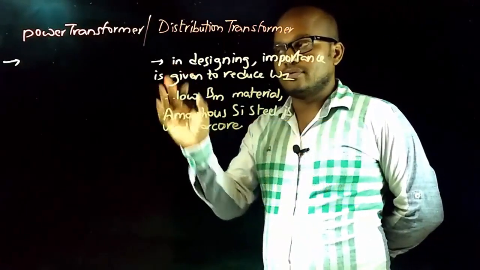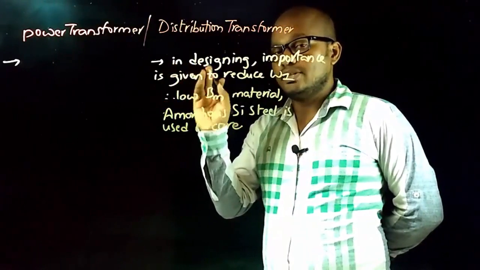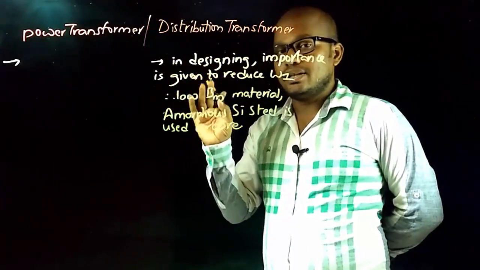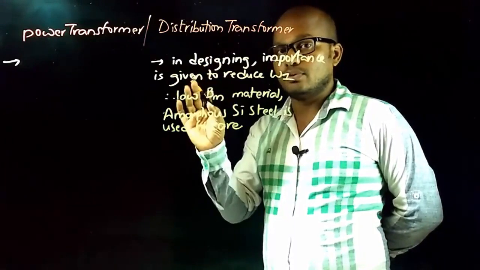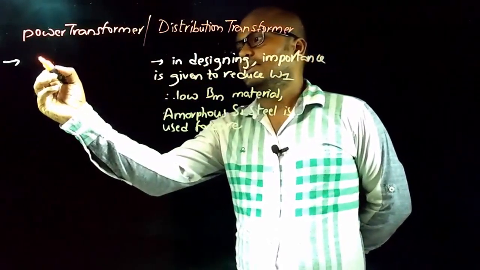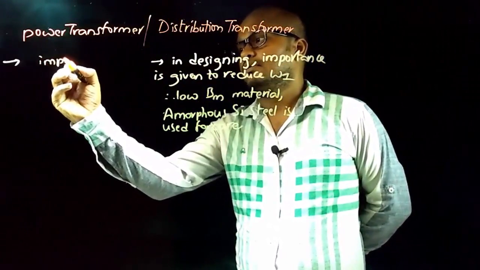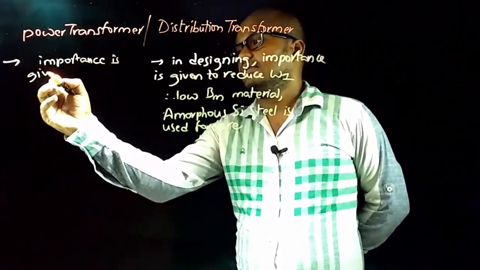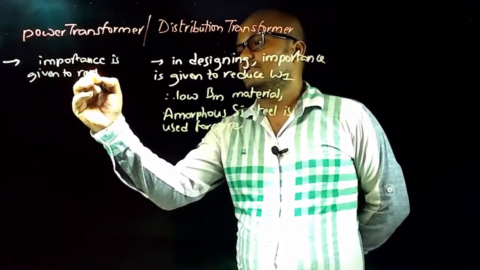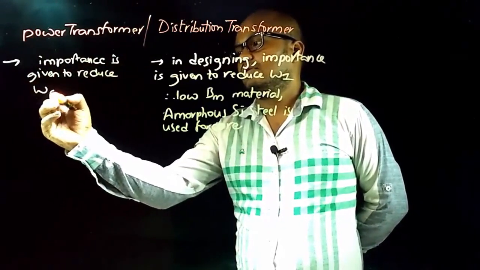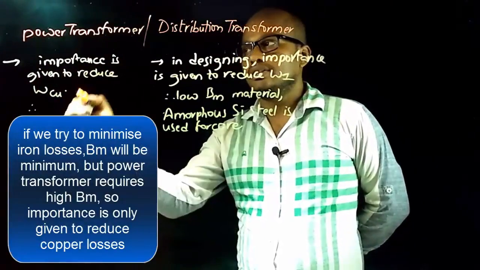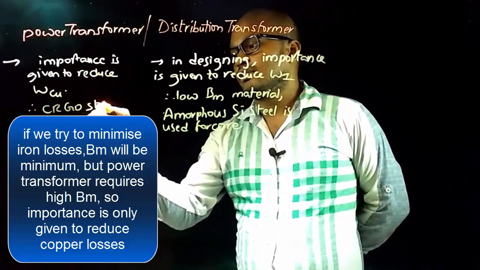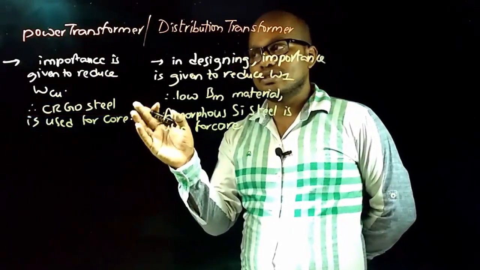And coming to power transformer, as it is continuously loaded for all the 24 hours, the iron losses and copper losses are also present for all the 24 hours. Therefore here in designing, importance is given to reduce copper losses. And here for the core the material used is CRGO steel, and CRGO steel will have good flux density.